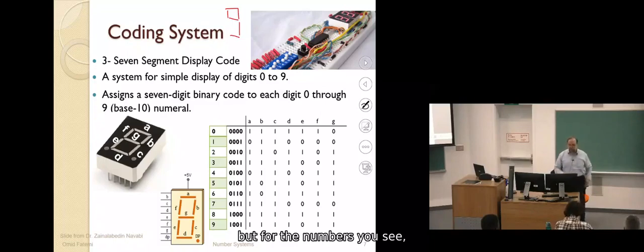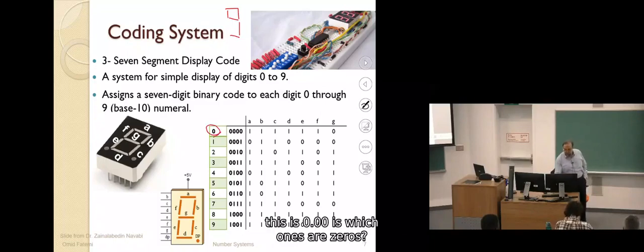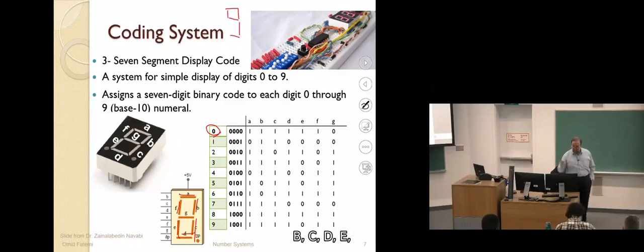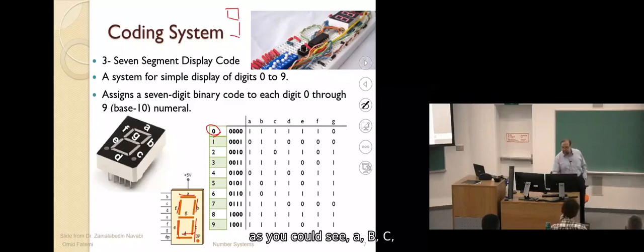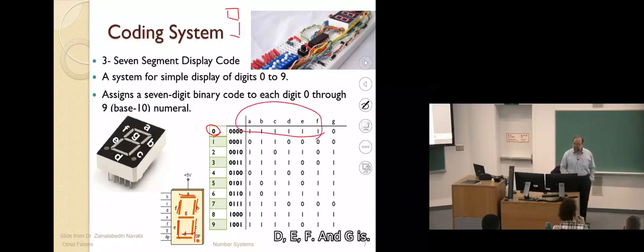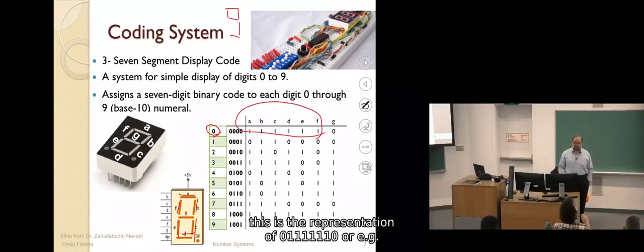But for the numbers, you see, this is 0, and which ones are on for 0? 0 is this one, this, this. So A, B, C, D, E, F are on, and G is off. As you could see, A, B, C, D, E, F are on, and G is off. This is the representation of 0: 1, 1, 1, 1, 1, 1, 0.